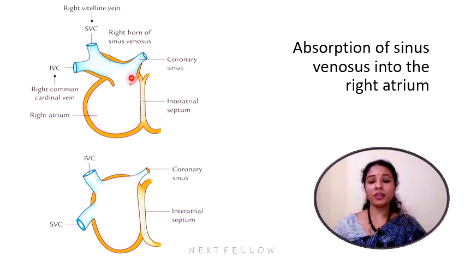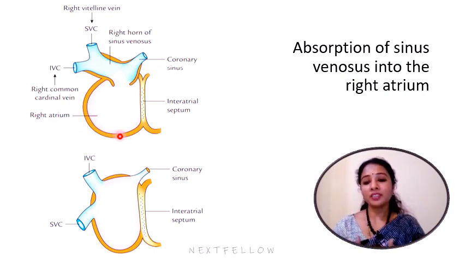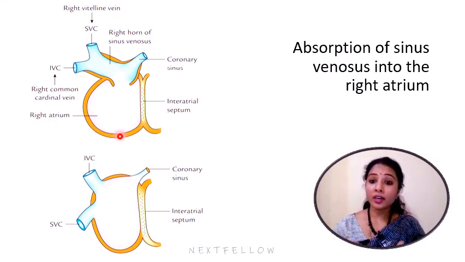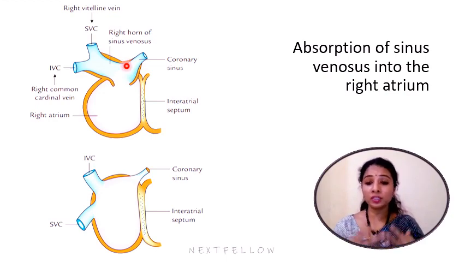The right venous valve grows enormously to form the crista terminalis, which separates the anterior rough part of the adult atrium and the posterior smooth part. The anterior rough part is from the primitive atrium, the pink color, and the posterior smooth part is from the sinus venosus, the blue color.